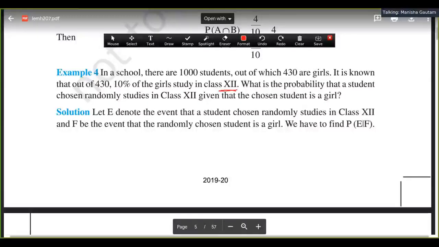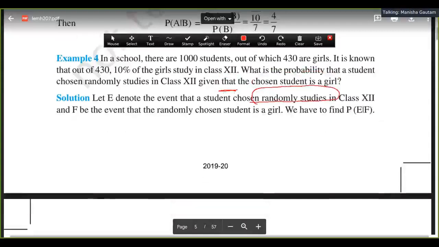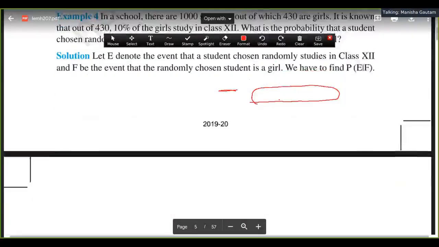What is the probability that a student chosen randomly studies in class 12th given that the student is a girl? How many girls are there? 430. It is given to you. It means this will go in the denominator. Probability of this will go in the denominator. Now the intersection part you have to calculate. Let's see.